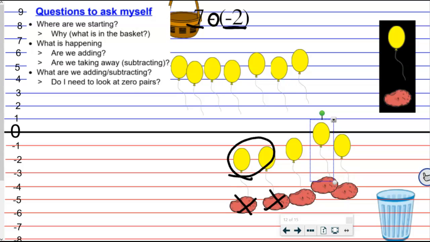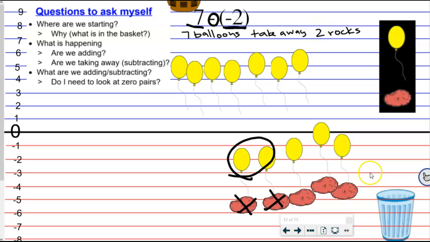Good. And so where's that basket now? Yep, up so high we almost can't even see it. It's all the way off the screen. Good, I like this a lot. So we started off with our 7 balloons. We were supposed to take away rocks, so I'm going to write that down. Thank you guys. You guys can go ahead and have a seat. 7 balloons. Take away. And we're taking away 2 rocks, and we weren't seeing any rocks in the basket, so they said, hey, let's get some 0 pairs out.